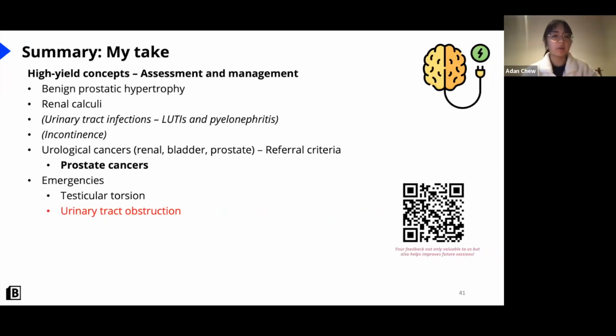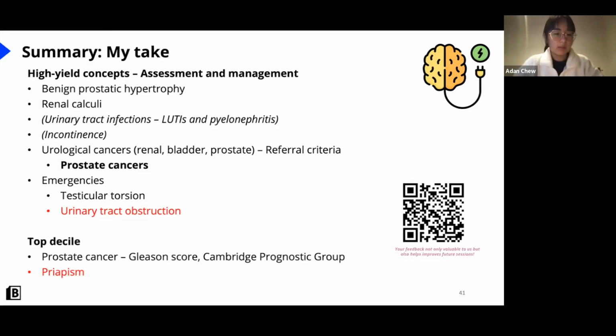The high yield concepts I would think are BPH, renal stones, UTIs, pyelonephritis, incontinence, urological cancers, and the referral criteria, how to detect them as well, and some of the emergencies such as testicular torsion and urinary tract obstruction that we mentioned. Some of the top decile concepts are prostate cancers using the Gleason score and the CPG, to just have a good appreciation of how they diagnose prostate cancer, and priapism as well. So that's about it for this session.